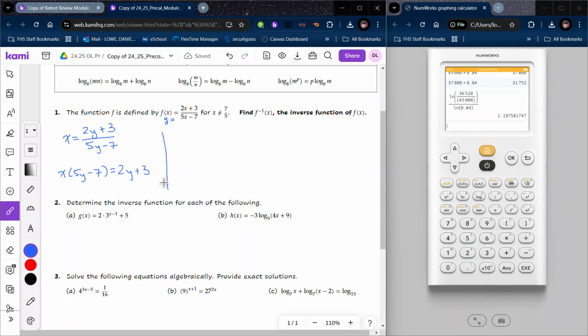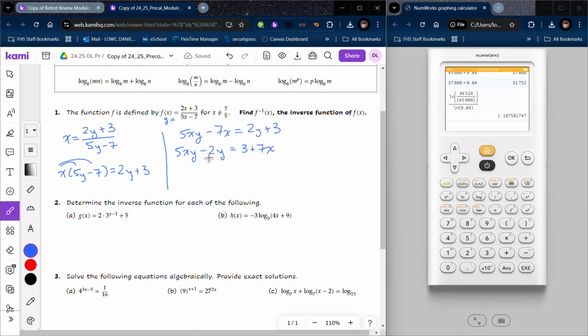All right. The next step is to go ahead and distribute. And I'm going to have 5xy minus 7x is equal to 2y plus 3. To find the inverse, after we've interchanged x and y, we want to isolate y. So we're going to rewrite our equation to move our y's to the same side of the equation, and everything without y to the other side. So we'll be able to say 5xy minus 2y is equal to 3 plus 7x.